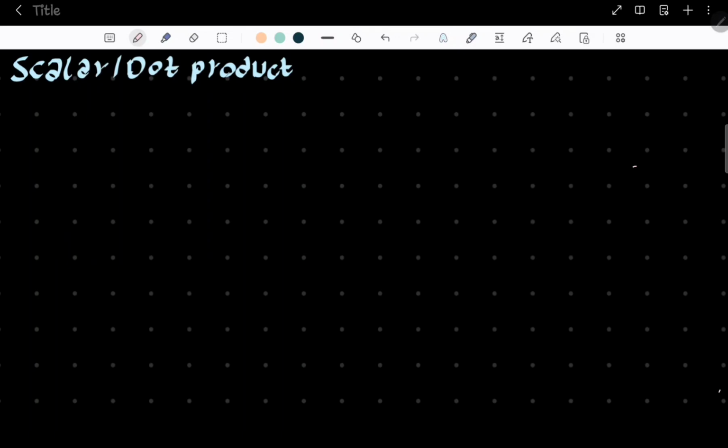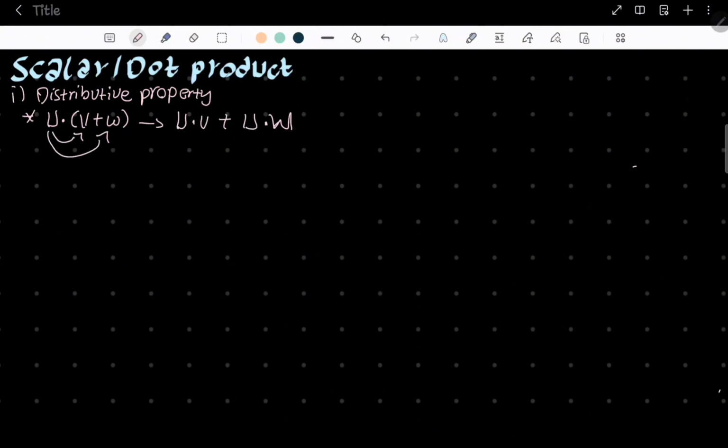Now we're gonna look at three different properties. The first one being the distributive property of a dot product. To better understand this property, I'll be giving an example. This is very similar to other properties in multiplication or addition of whole numbers, integers, whatnot. So you will multiply both of these, v and w, then we get this.